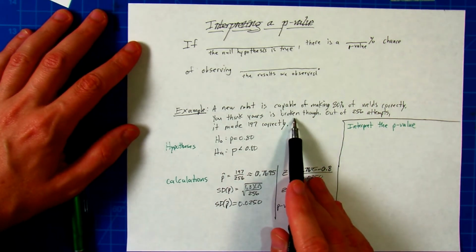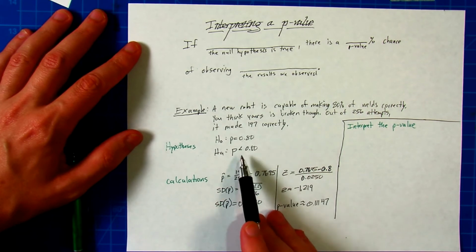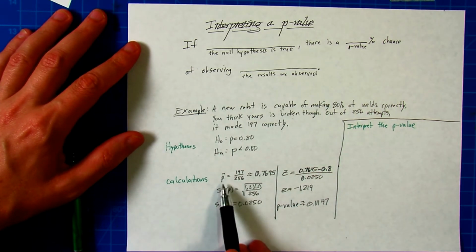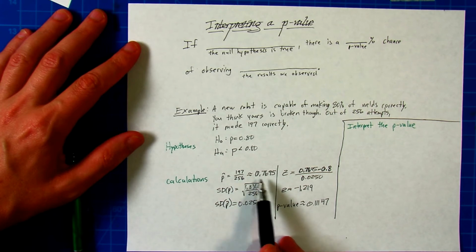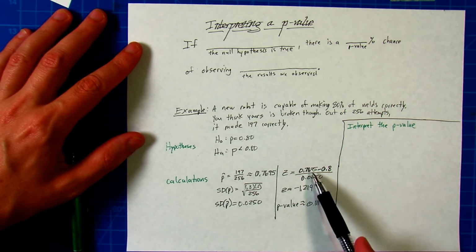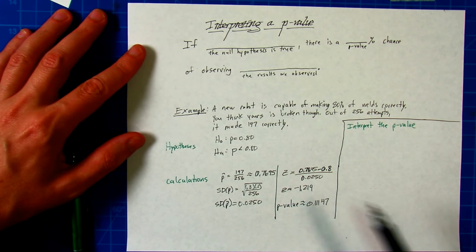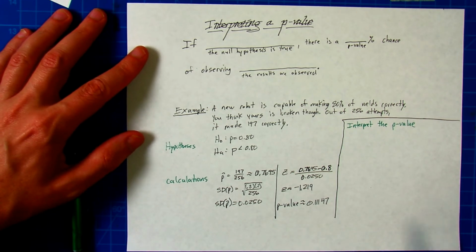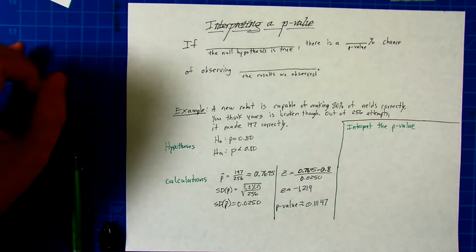Because you think yours is broken, if it's broken, it usually works less well, so fewer than 80% of welds will be made correctly. Go through the calculations. P hat is 197 over 256, which gives you just about 77%. The standard deviation of p hat, because of the numbers I used, works out evenly to 2.5%. Calculate the z-score, p hat minus p, divided by that standard deviation. You get negative 1.219, which, using your normal model calculation, like GeoGebra or something, gives you a p-value of just around 11%. So then the question asks you to interpret the p-value.